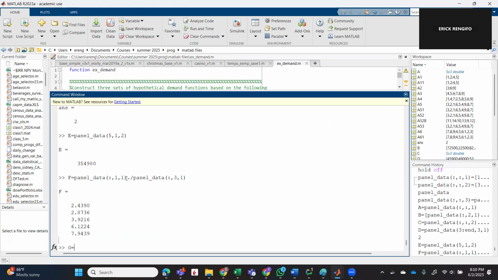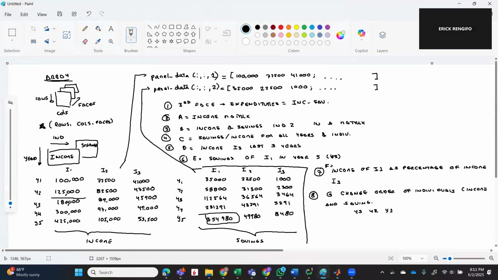Okay, my panel data, what do I need to do? What am I changing, guys, the columns or the rows? No, sorry, this is not Y, this is individuals. This is individual 3, individual 2, and individual 1. Okay, how do we do that?